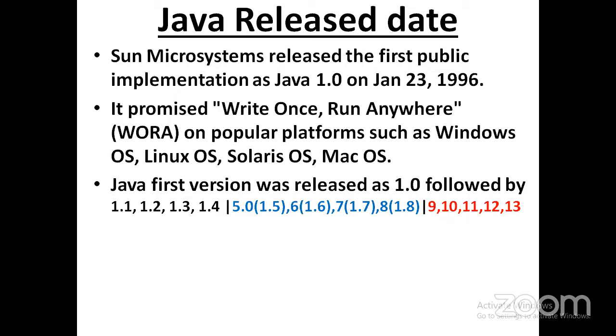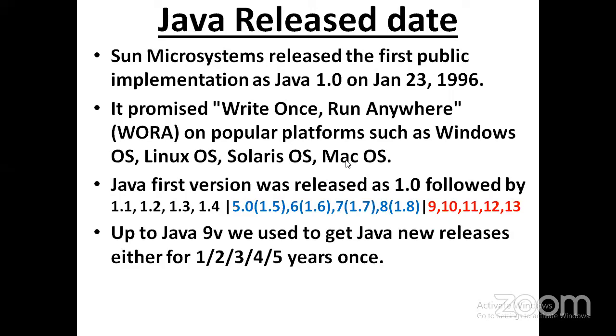There is no 1-point version because 1.1 is a confusion. How long will this 1 point go? How long will this 1 point go? Confusion, right? So that's why they have stopped all these points. Okay, so this is a very important point you should know about release dates. Release date, version number and release date.